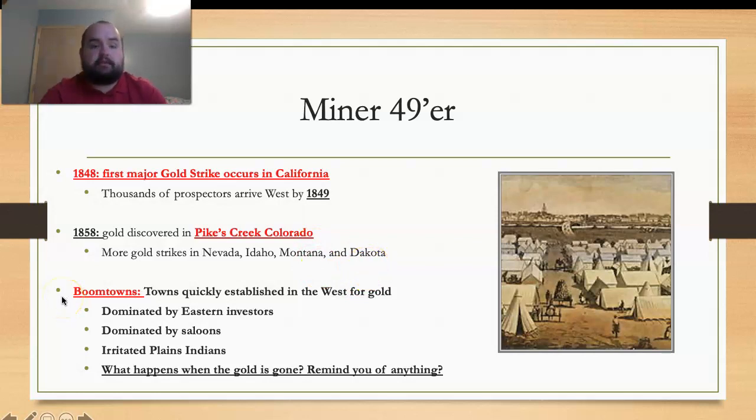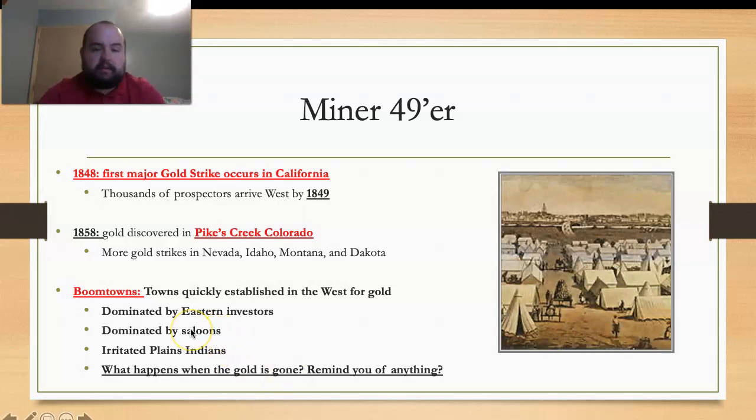This also led to something called boom towns, which you can see being established right here in this picture. These were towns that were very quickly established in the West for the sole purpose of getting gold. They were typically dominated by Eastern investors. They were typically dominated by saloons as well. So for those of you who have watched any old Western, the typical depiction you're going to see is some sort of seedy boom town founded by one of these Miner 49ers.